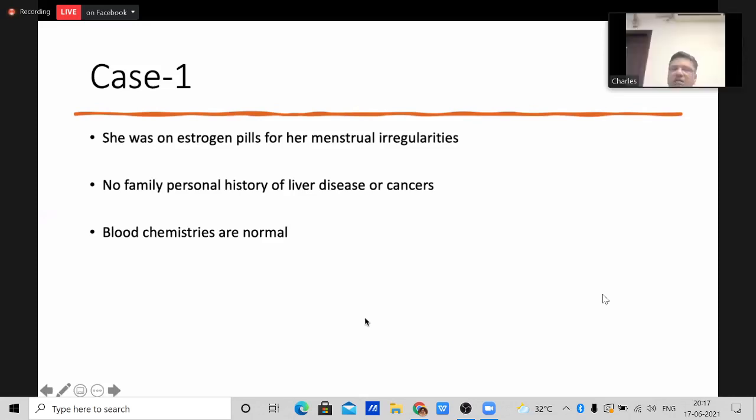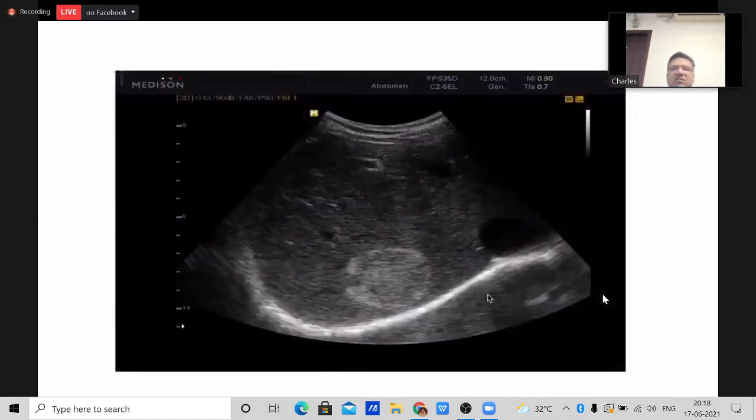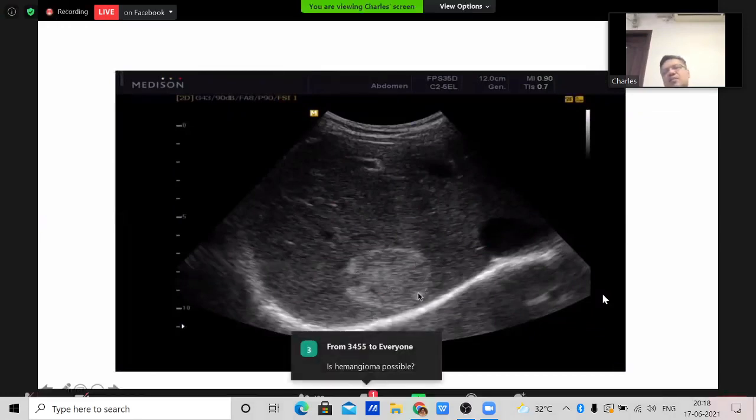In a patient with no underlying chronic liver disease, the most common solid lesions are benign, and it may be a hemangioma, a hepatocellular adenoma, or a focal nodular hyperplasia. And if it's a cystic lesion, simple cysts are the most common lesions. And this is her ultrasound. On ultrasound, you can see a well-defined hyperechoic lesion here in the right lobe.